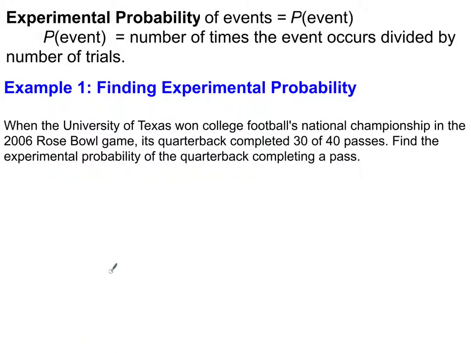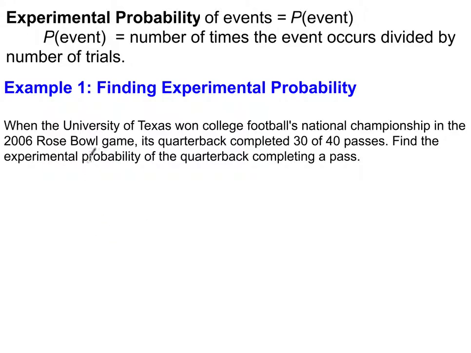Okay, we're going to talk about probability in this lesson. This is lesson 1-6 in your book. So the first part of probability that we're going to talk about is experimental probability. And experimental probability means you do an experiment, and the number of times the event occurs divided by the number of trials gives you the experimental probability.